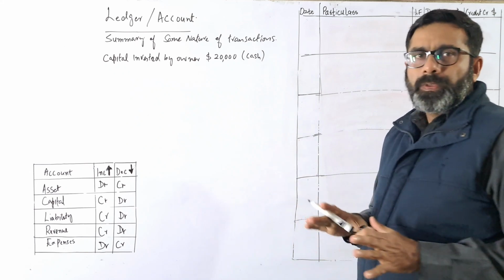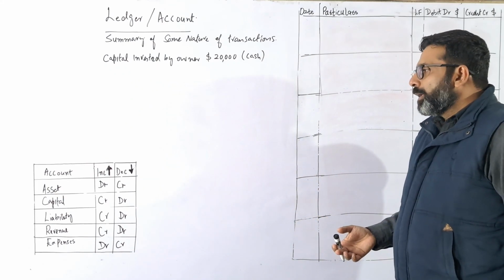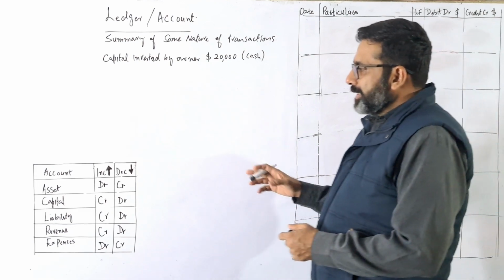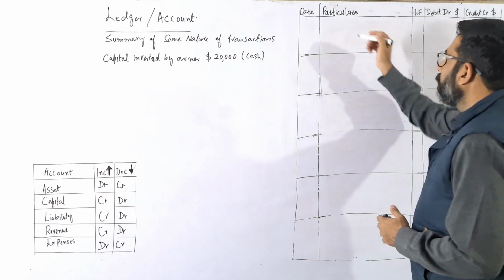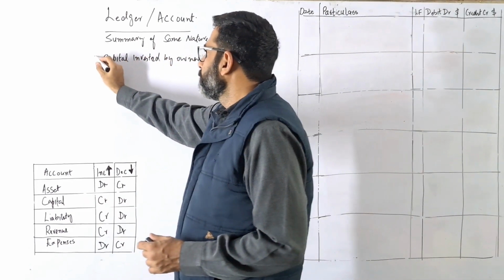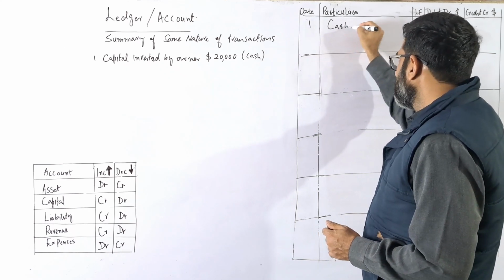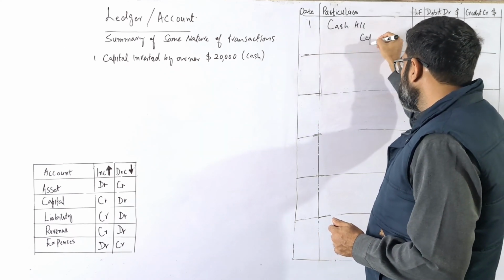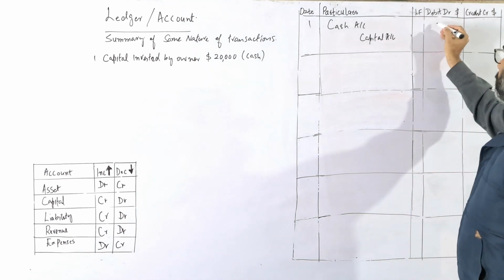Now, as per the previous transactions and basic accounting know-how, we know that the asset cash is debit and the capital is credit. So we will just record the entry. This is the first entry. The cash account will be debit and the capital account will be credit, that is 20,000.